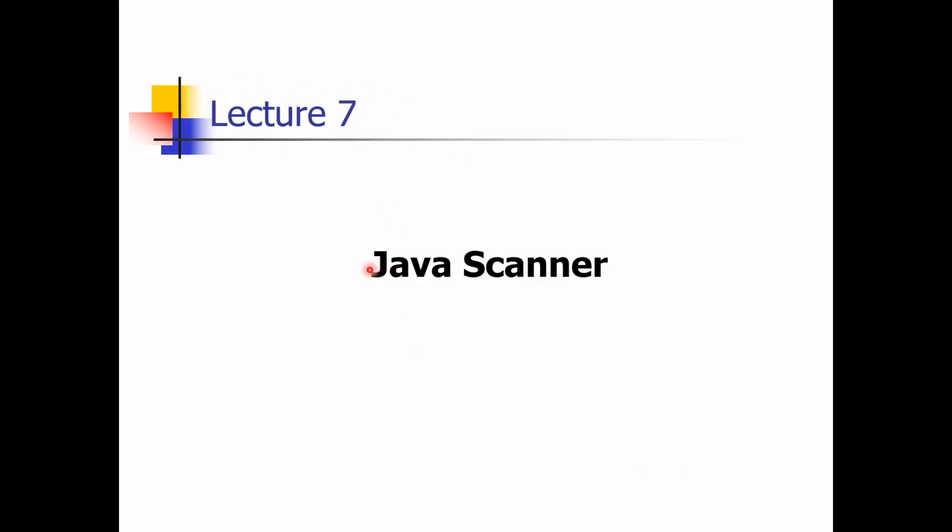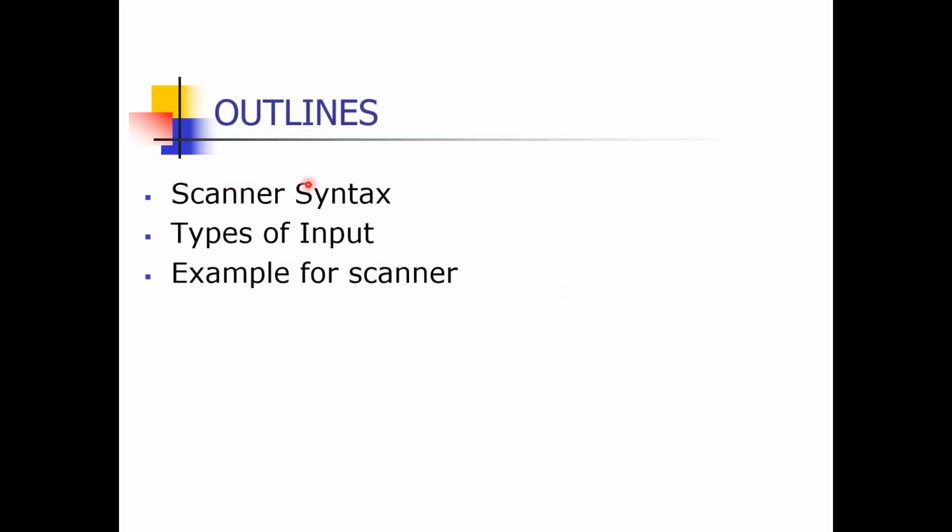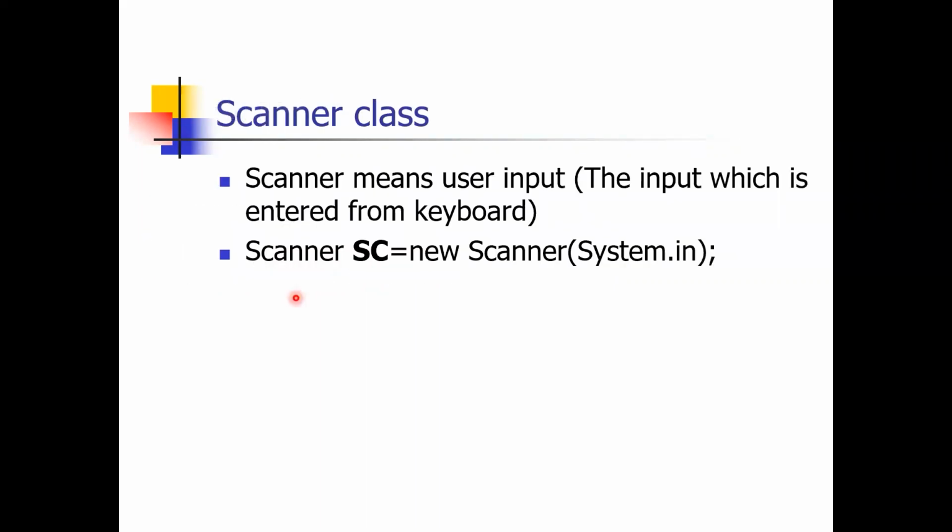Today we will learn how to use the Java Scanner. Outline: scanner, syntax, types of input, example for scanner. What do you mean by scanner? A scanner means user input, or we can say the input given by the keyboard. In the previous example, I was using int a equals 7, b equals something, predefining the values. But sometimes values can be changed. We want the values to come from the user, and we have to use the Scanner class.